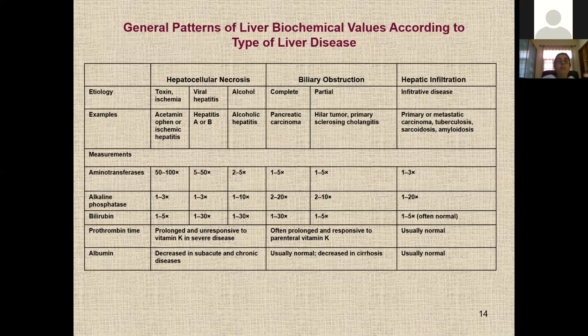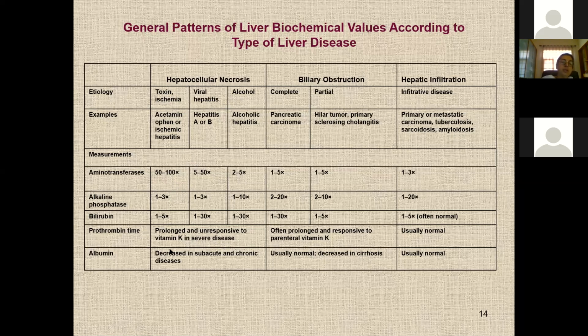So this is the general pattern of liver biochemical values according to type of liver disease. If we talk about hepatocellular necrosis, the etiology is ischemia, viral hepatitis, alcohol. And for toxin and ischemia, the common cause of toxin is acetaminophen, which is Panadol or paracetamol poisoning, in which the aminotransferases are way too high. Alkaline phosphatase is slightly raised. Bilirubin is slightly raised.